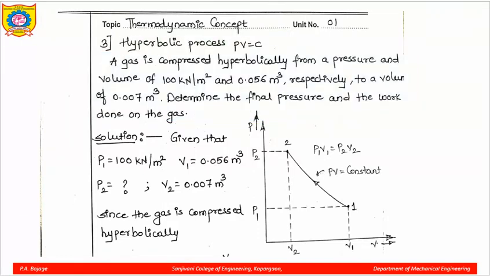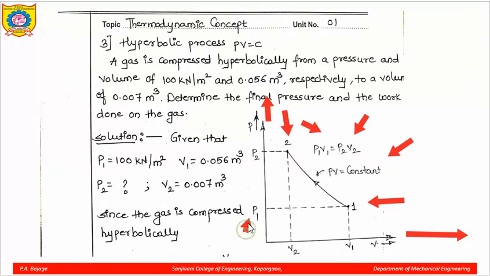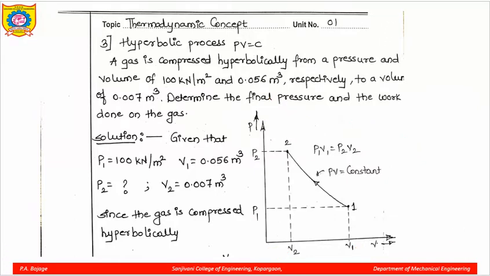So, you can see this diagram. For a hyperbolic process, PV is equal to constant, P1 V1 is equal to P2 V2. On the y axis you have pressure, x axis you have the volume, initial condition, final condition, initial pressure, final pressure, initial volume, final volume, and the given data is this.